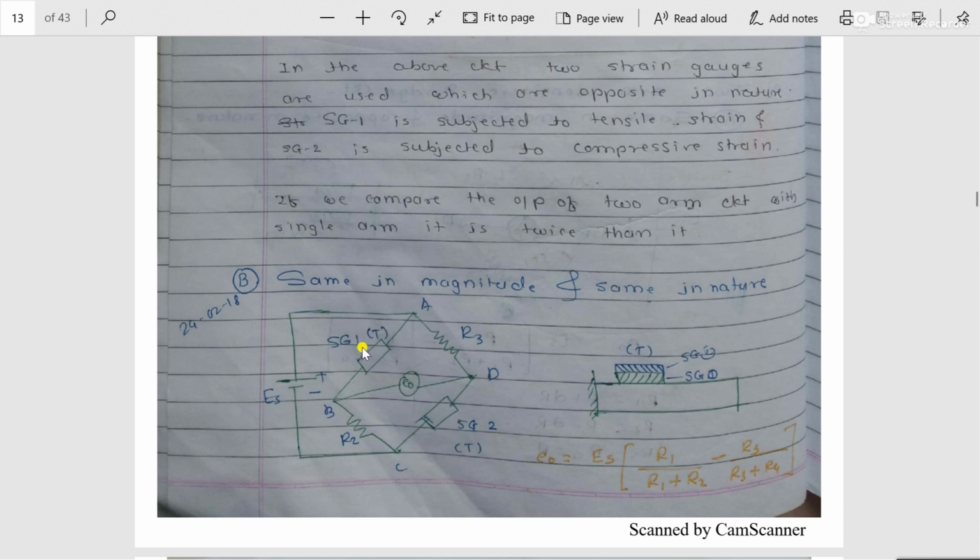That means strain gauge 1 is mounted on arm number 1, and strain gauge 2 is mounted on arm number 4, and the arms or strain gauges which are in front of each other behave similarly. So here arm number 1 and arm number 4 are in front of each other, meaning strain gauge 1 and strain gauge 2 are in front of each other and behave similarly, meaning both strain gauge 1 and strain gauge 2 are subjected to tension.